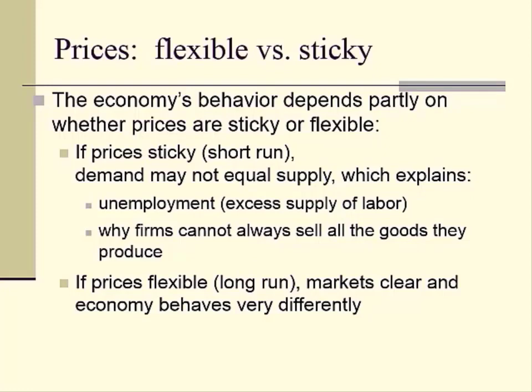And if prices are sticky in the short run, demand may not equal supply, which explains: 1. Why there's unemployment, that is, there's excess supply of labor, and 2. Why firms cannot always sell all the goods they produce. And if prices are flexible, that is in the long run, when markets clear, then the economy behaves very differently in the short run versus the long run.